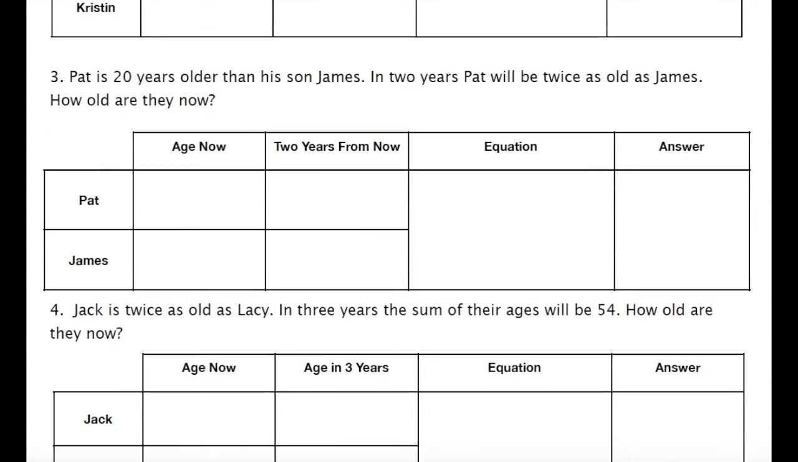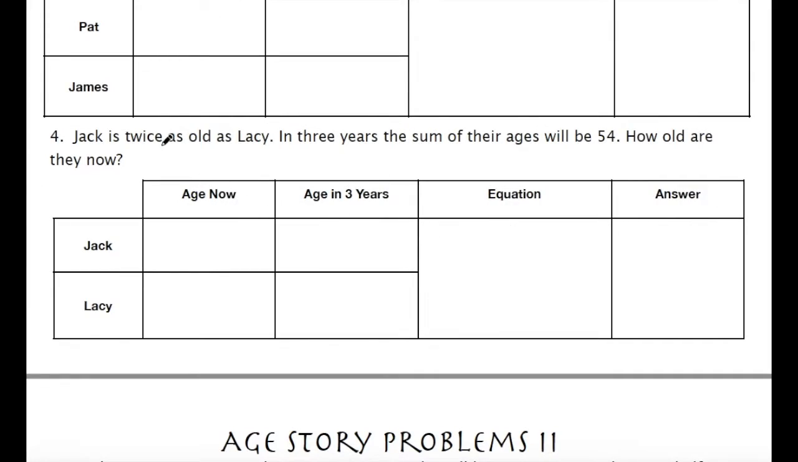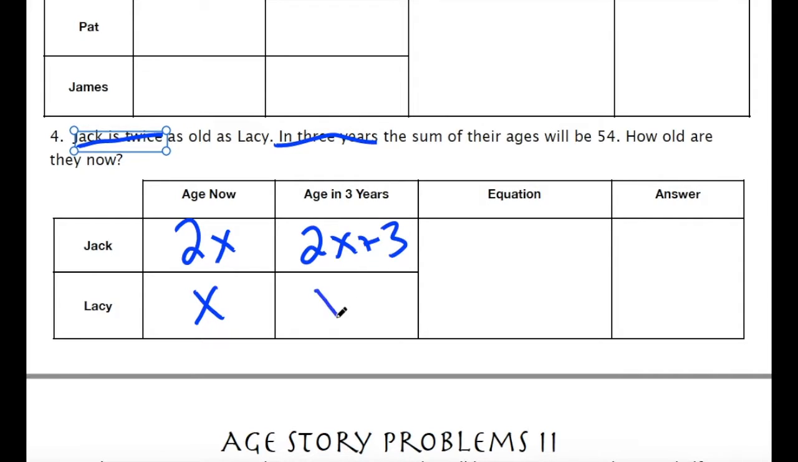I'm going to skip down to number 4. Again, it doesn't matter whether Jack or Lacey is x, but it says Jack is twice as old as Lacey, and I don't like working with fractions, so I'm going to say Lacey is x and Jack is twice that, 2x. So in 3 years, that's going to be 2x plus 3 for Jack and x plus 3 for Lacey.